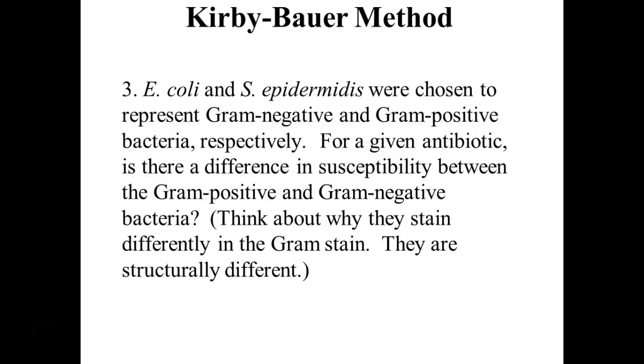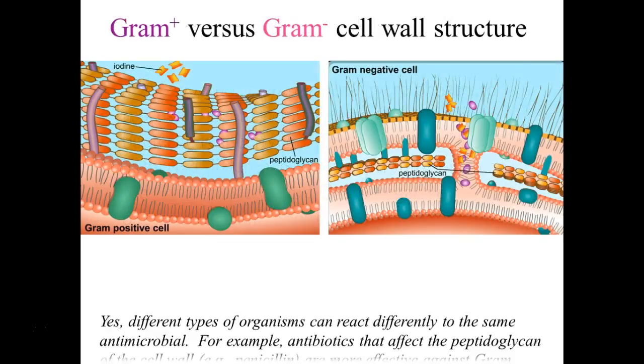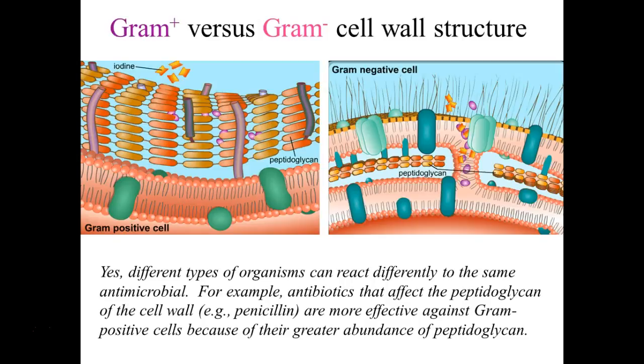So why did we pick E. coli and staph? Because one's gram-positive and one's gram-negative. And this does affect how antibiotics affect them because of their structural differences. So we already answered that.